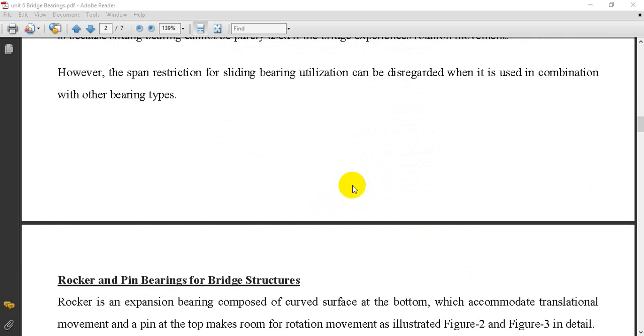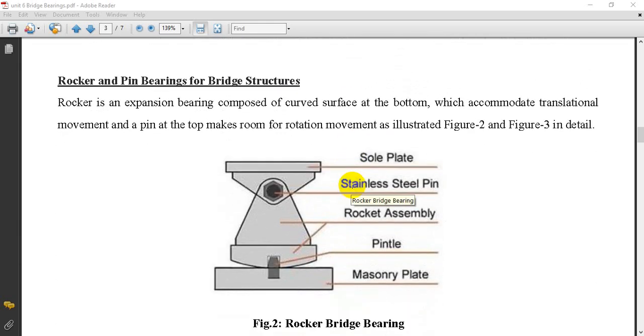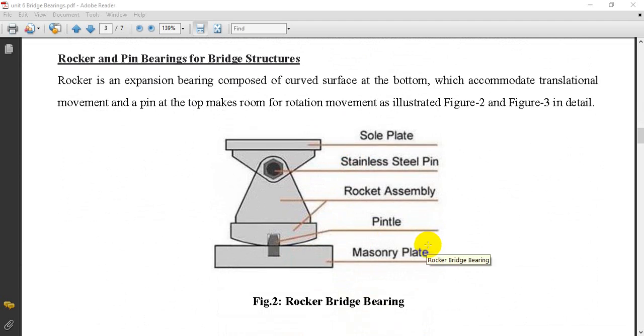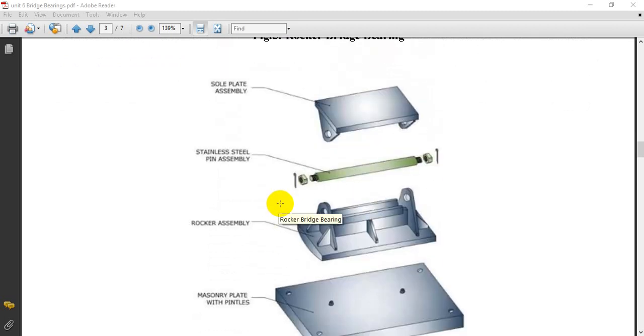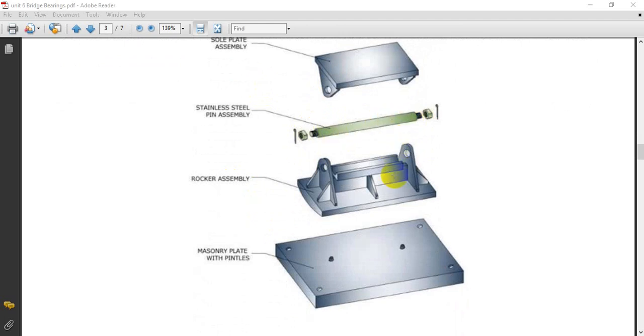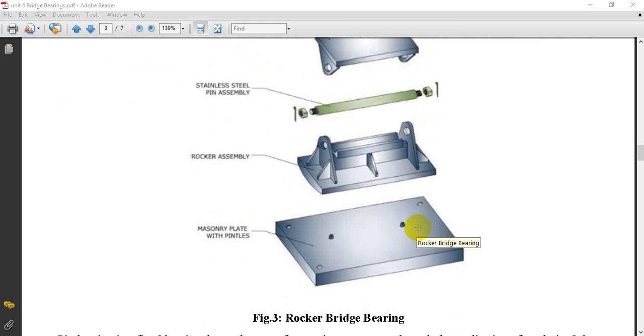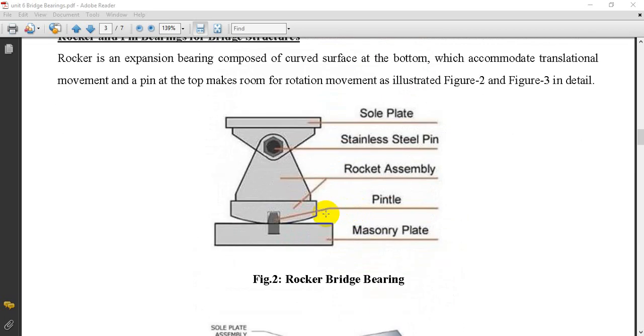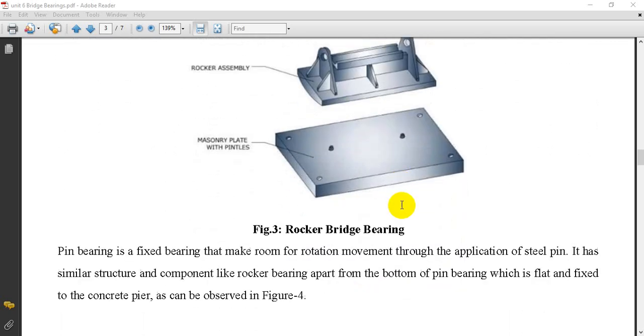In a similar way, rocker and pin bearings for bridge structures. So this is a rocker and pin bearing structure. Here is a sole plate at top, a stainless steel pin placed between for connection of the rocker assembly and sole plate, and at the bottom pintle or masonry plate. So these are shown separated over here: sole plate, stainless steel pin, rocker assembly, and the masonry plate with pintles here. So these are connected together to form a rocker bridge bearing.